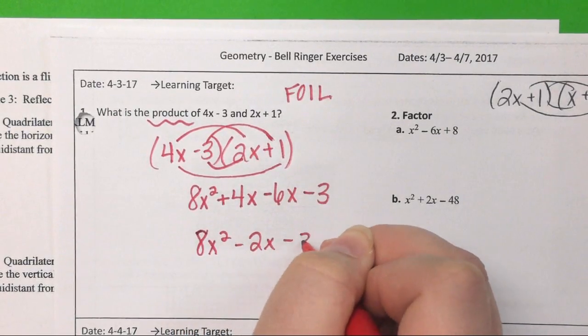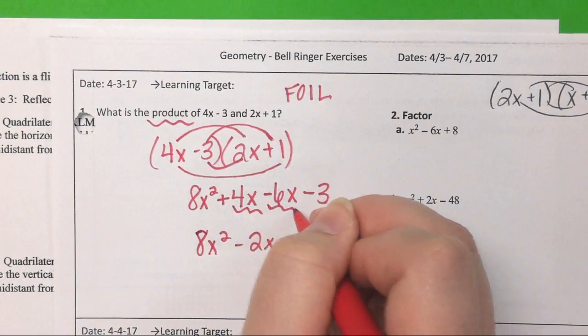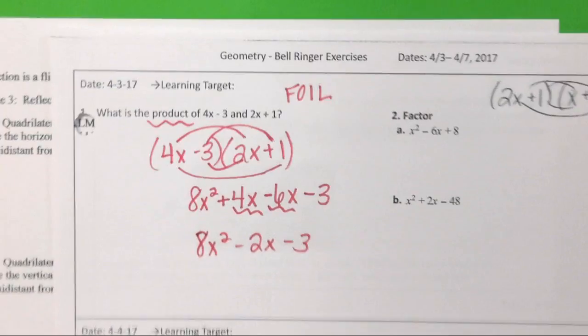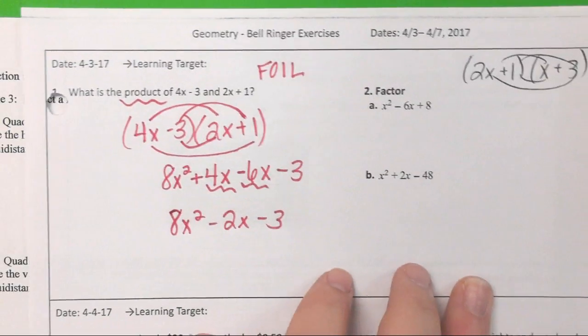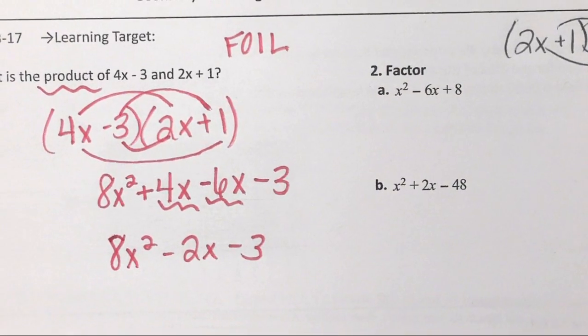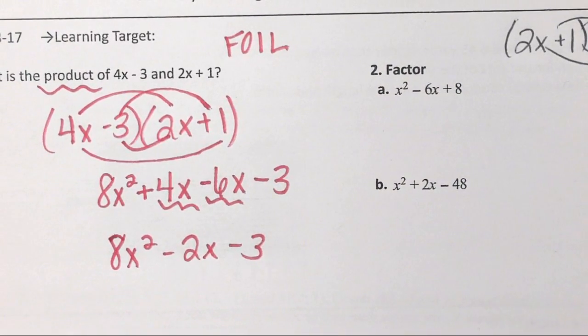Okay, the reason Ayana knew that is because 4x and minus 6x can go together. 4 minus 6 is negative 2. So that's how we got to 8x squared minus 2x minus 3. Are there any questions on this bell ringer?